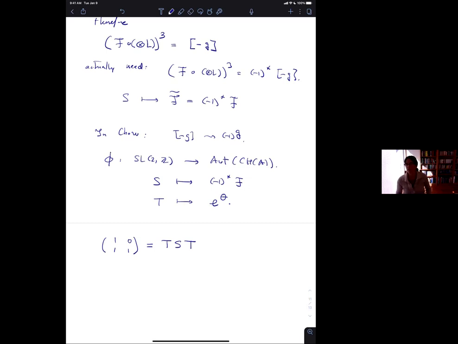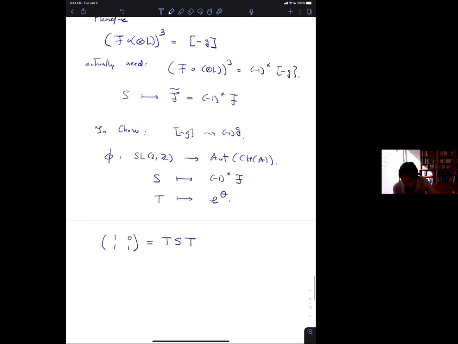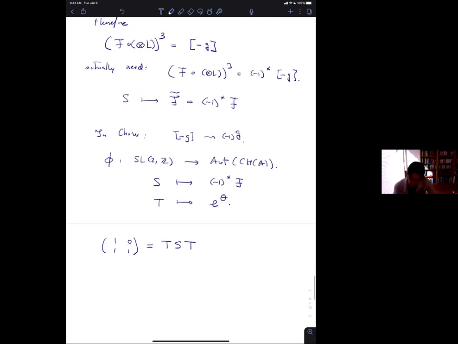Okay, it's the product TST. Well, then the calculation we did also shows us how this acts on the Chow. Because we saw, in other words, phi of this, by our previous calculation, is tensorization with L composed with F, tensorization with L. And in fact, precisely composed with -1*, because in fact, S is not quite F.